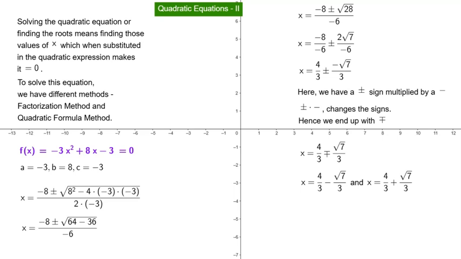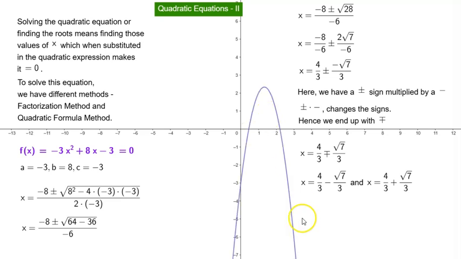Now let's look at the graph, whether what we have done is correct or not. We can always verify it algebraically also. Just substitute this in the equation. Minus 3 times the square of this plus 8 times this minus 3 should give us 0. Similarly for this as well. So let's draw the graph.